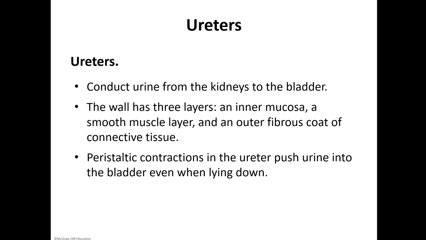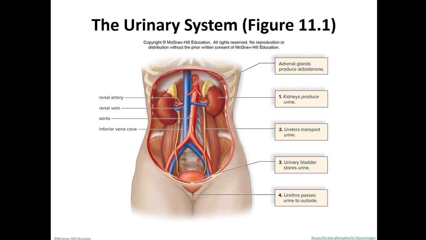The ureters conduct the urine from the kidney to the bladder. There's a peristaltic contraction that causes the urine to enter the bladder. Number 1, the kidneys produce urine. Number 2, the ureters transport urine. Number 3, the urinary bladder stores the urine. And number 4, the urethra passes urine to the outside.